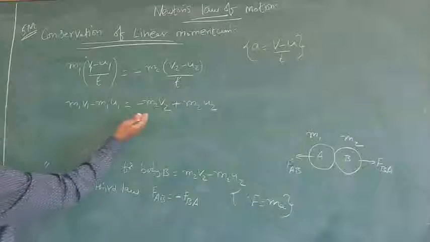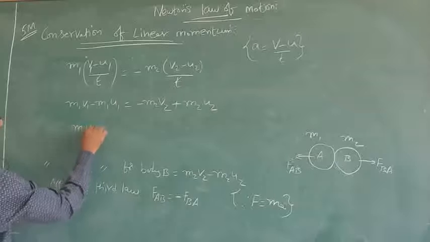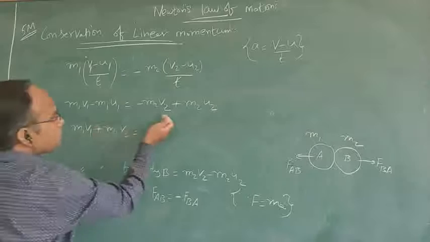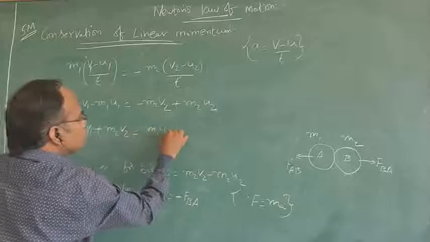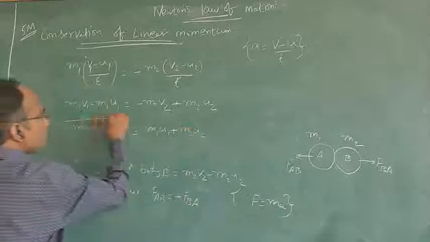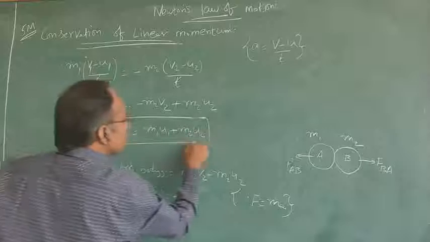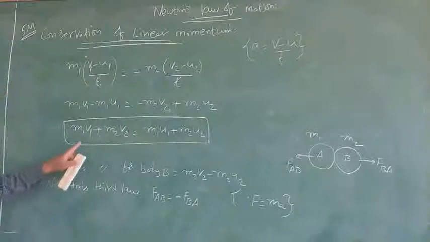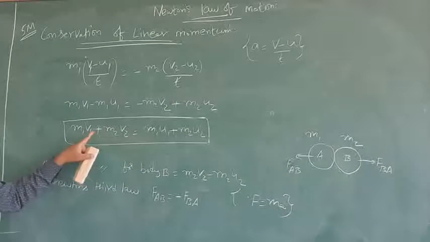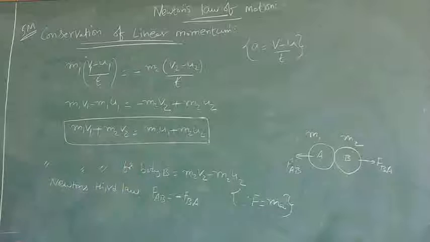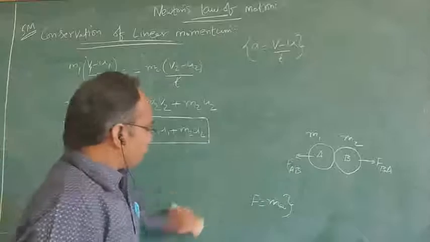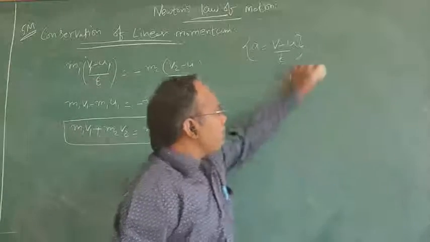So m1 v1 minus m1 u1 is equal to minus m2 v2, and minus into minus is plus m2 u2. From here, m1 v1 plus m2 v2 is equal to m1 u1 plus m2 u2. Therefore, we can say that the total momentum before collision is equal to that after collision, which means it always remains constant. So this is about the conservation of linear momentum. It is important for the 5 marks exam.